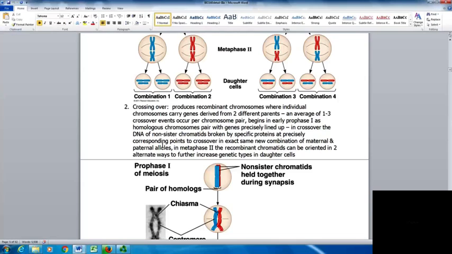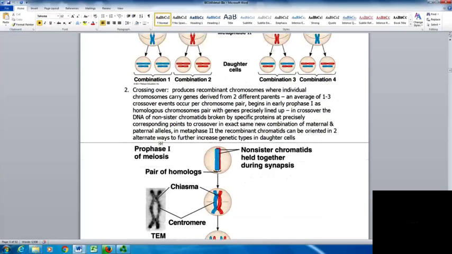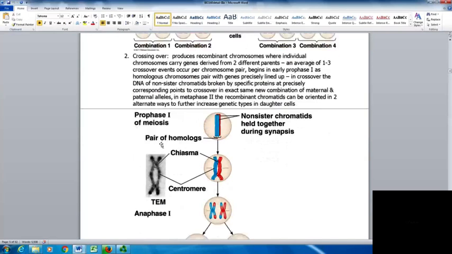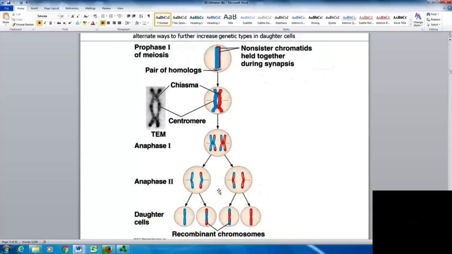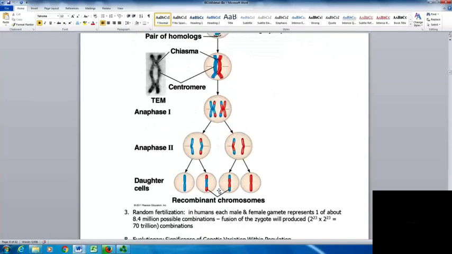In metaphase 2, the recombinant chromatids can be oriented in 2 alternate ways to further increase the genetic types of the daughters. So here you can see where you've got the chiasma joining those 2 together, and you have a little piece of each of the chromosomes that has swapped places. So this is crossing over, and the result is 2 new recombinant chromosomes. So here when you look at the daughter cells with crossing over, now each daughter cell is unique.